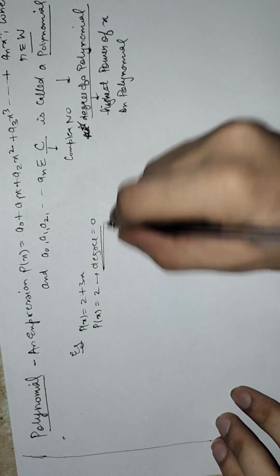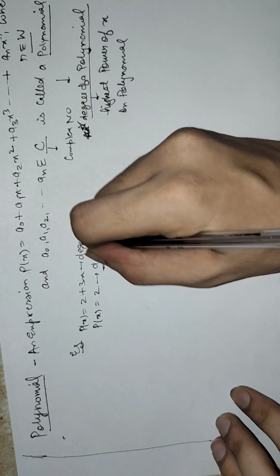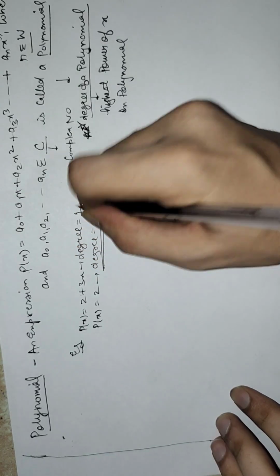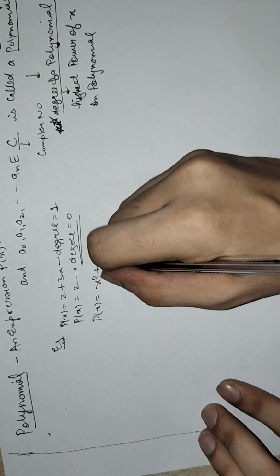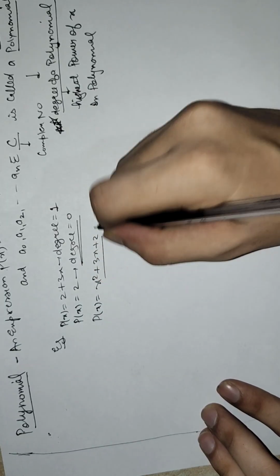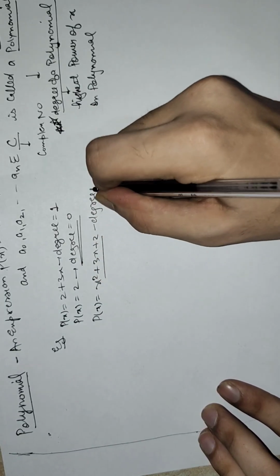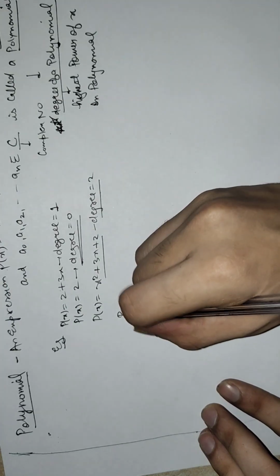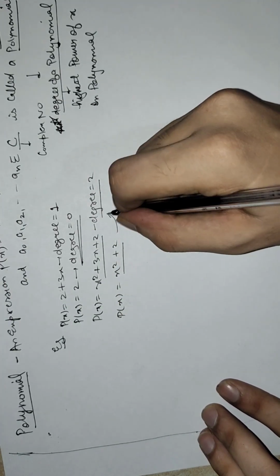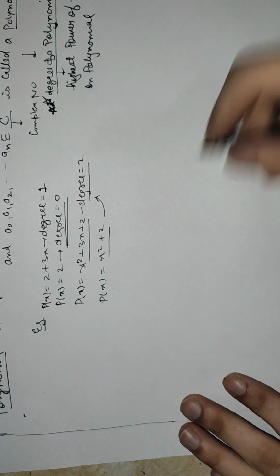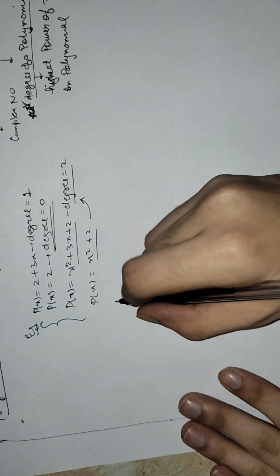So its degree is 0. The degree of this polynomial is 1. P(x) = x² + 3x + 2, the degree of this polynomial is 2. P(x) = x² + 2, the degree of this polynomial is also 2. So these all are examples of polynomials.